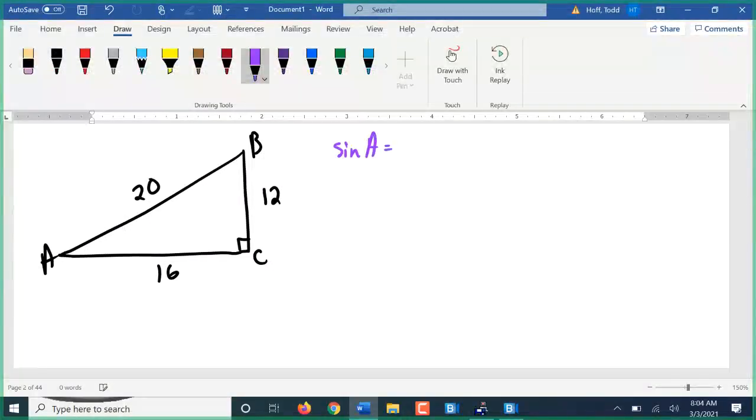Sine of angle A. Remember, sine is opposite over hypotenuse, right? Well, for angle A, which side is the opposite? 12 is the opposite. Which side is the hypotenuse? 20 would be the hypotenuse. Sine of angle A would be 12 over 20, or 0.6.